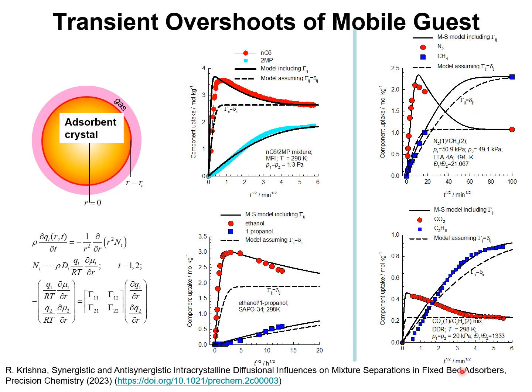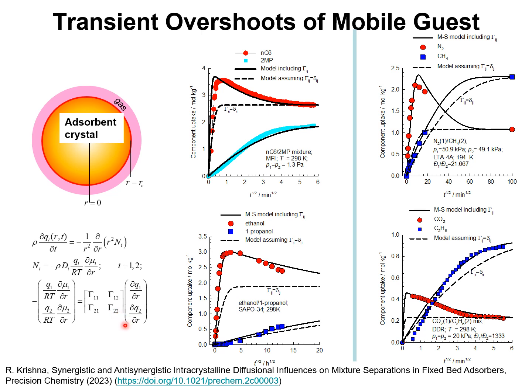So we note the first common feature of synergistic and antisynergistic separations is that the more mobile component experiences a pronounced overshoot in its equilibration process. To model this overshoot, we need to adopt the Maxwell-Stefan diffusion formulation for the intra-crystalline diffusion fluxes. This is shown here. And the driving forces in the Maxwell-Stefan formulation are the gradients in the chemical potentials.